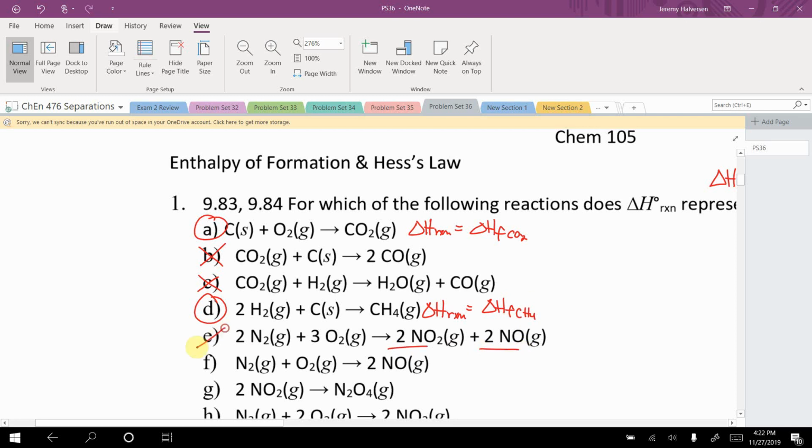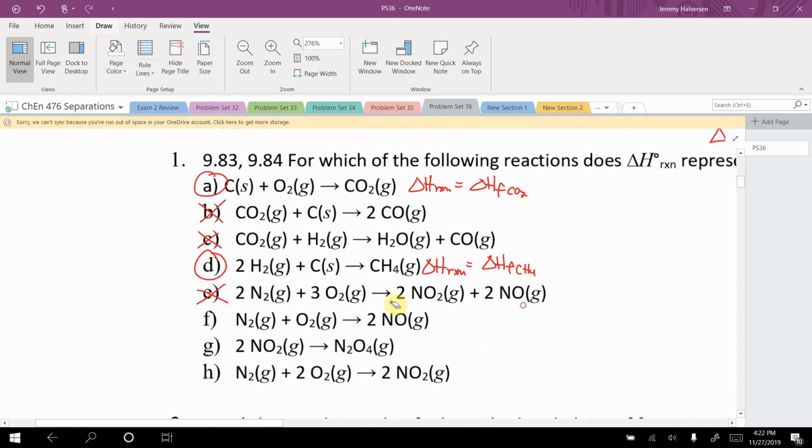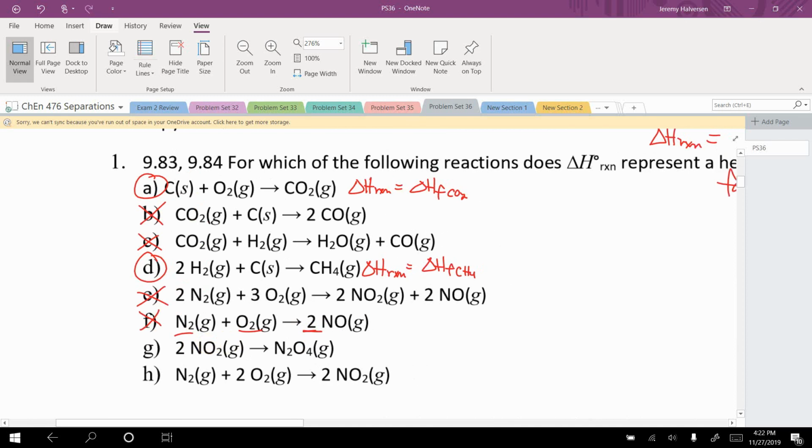So the delta H of this reaction equals the heat of formation of CH4. Here I form 2 things, so not formation. Here I form 2 moles from elements in their standard state. But I can only form 1. So the delta H of this reaction is equal to 2 times the delta H of formation of NO. Okay, so this is not a formation reaction, it's a double formation reaction.